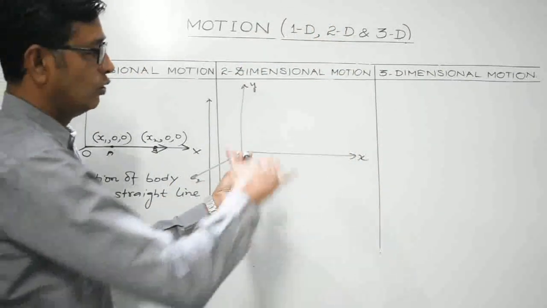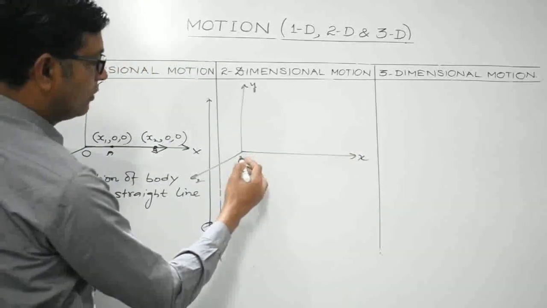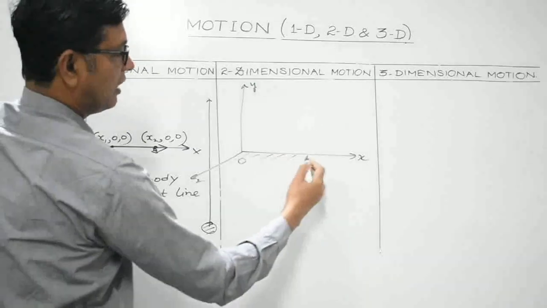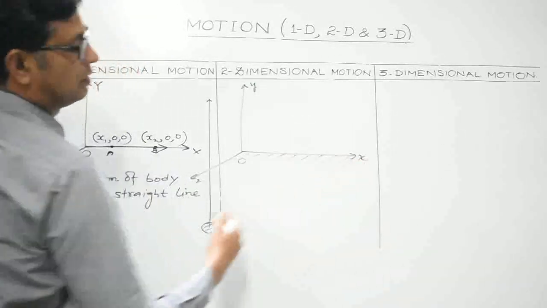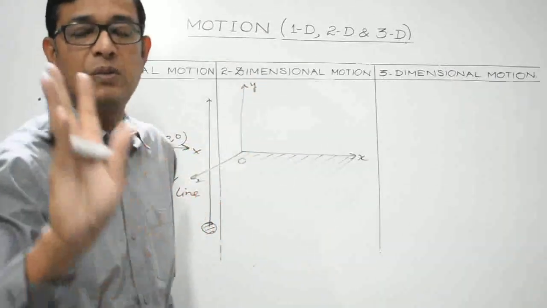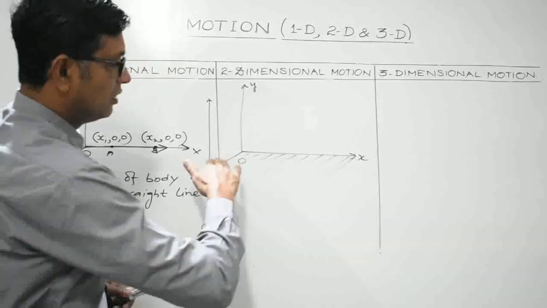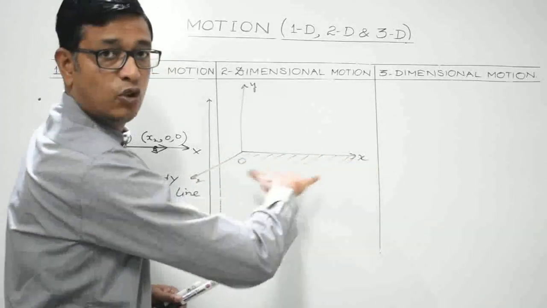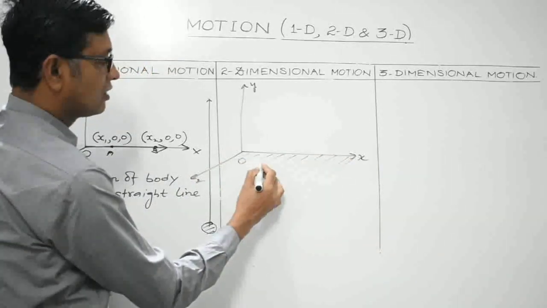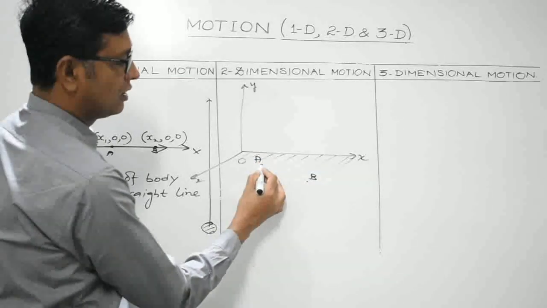The z-axis is this one. So this horizontal plane will become the xz plane, right? So I am representing it with this shaded line. This is the xz plane. At any point on the xz plane, the y coordinate will always remain 0. That is, it will remain constant. Suppose this is the floor of the room. This is the floor of the room. And let us consider this to be point A and this to be point B. A body is moving along this.